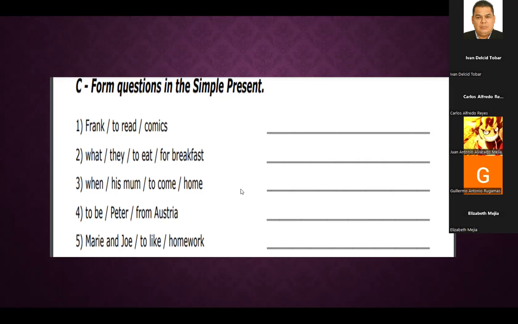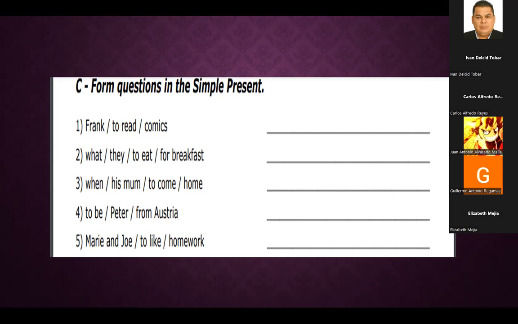What do they eat for breakfast? Excellent. Number three. When does his mom to come home? I'm sorry? When does his mom to come home? Una vez más, por favor. When? Me bloqueé. I don't know. When is third person. His mom. Yeah, it's third person. Pero ahí es pregunta, ¿verdad? When does his mom come home. Exactly. When does his mom come home?